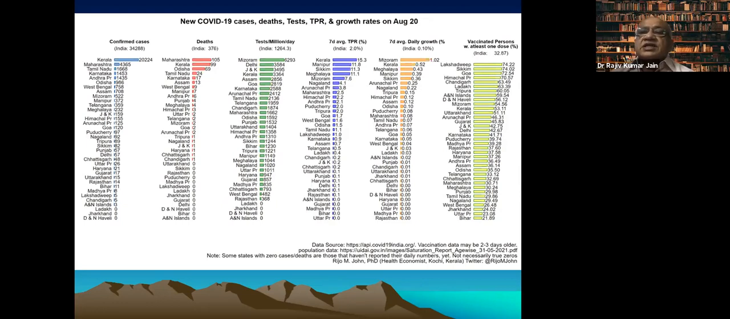Out of 376 deaths yesterday, 105 were reported from Maharashtra. Kerala reported 99 deaths. Odisha reported 69 deaths. Tamil Nadu reported 24 deaths. Karnataka 17 deaths. Assam 13 deaths. And West Bengal 9 deaths.